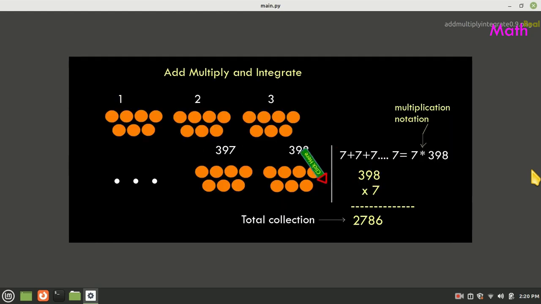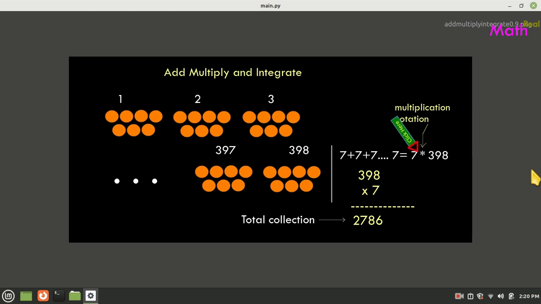What about this? On day 1, someone gets 7 oranges. Day 2, 7 oranges. Day 3, and it keeps on going up to 398 days. If I go for numerical notation, then 7 plus 7 plus 7, 7, 7, up to 398. Okay, so this is too big. We cannot just write 7 plus 7 plus 7 398 times.